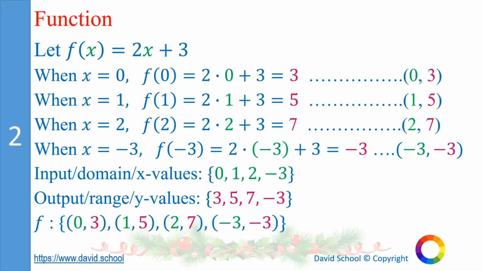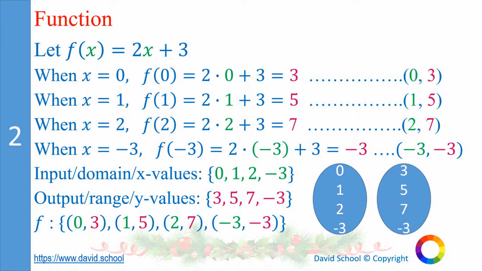Now we will represent this function as a mapping diagram. In set A or in the domain, we have 0, 1, 2, and negative 3. And in the range, we have 3, 5, 7, and negative 3. Now we map them.